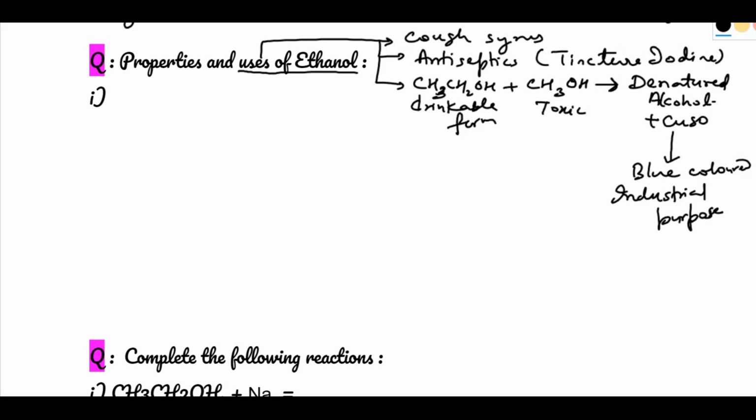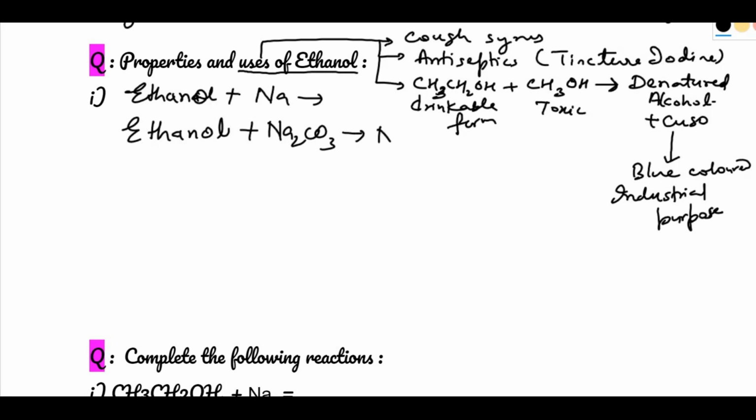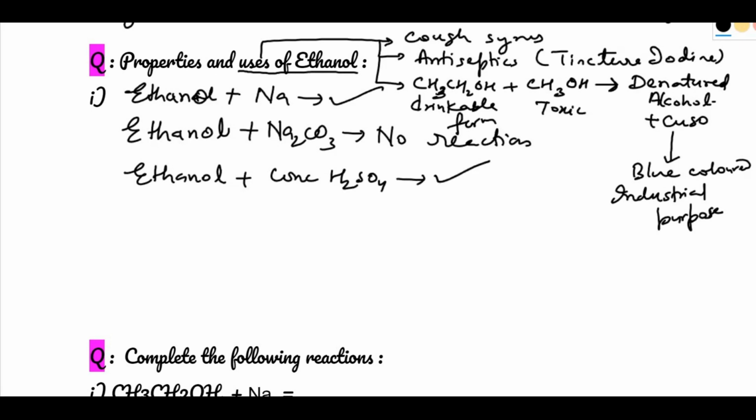What are the properties? There are 4 properties. First, ethanol properties, we can do it with equations. So ethanol plus metal. What happens when ethanol reacts with sodium? Then ethanol plus sodium carbonate or sodium bicarbonate, it's no reaction, remember this. Here a reaction occurs, I'll tell what reaction, but here no reaction. Ethanol plus concentrated H2SO4 is a dehydration reaction, so this reaction is possible.